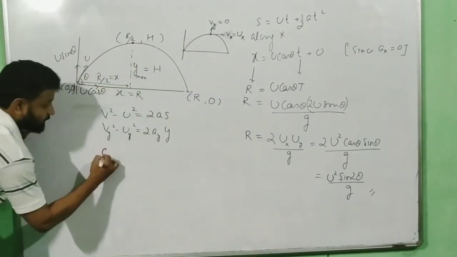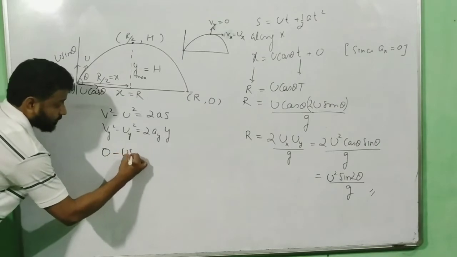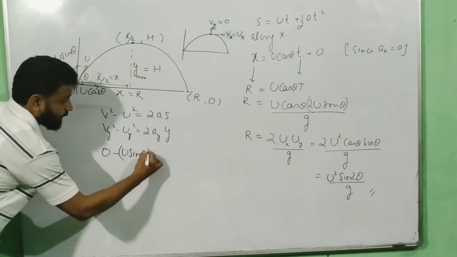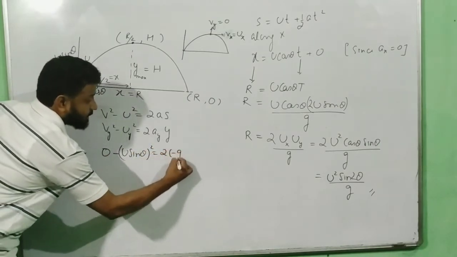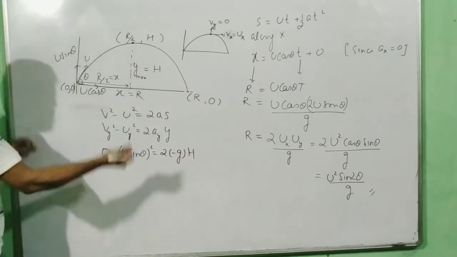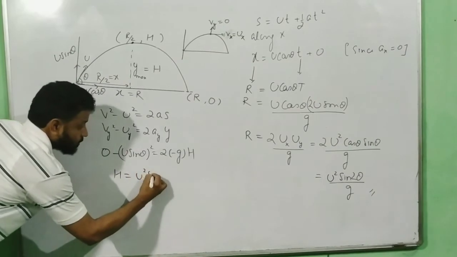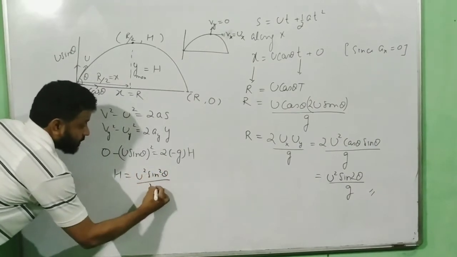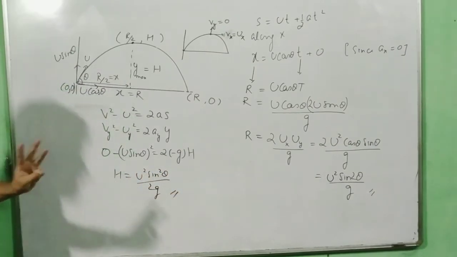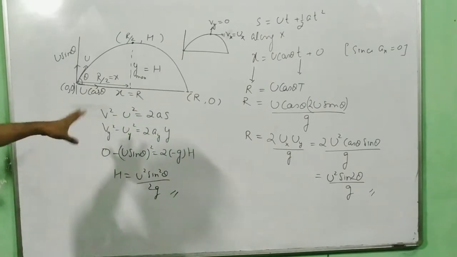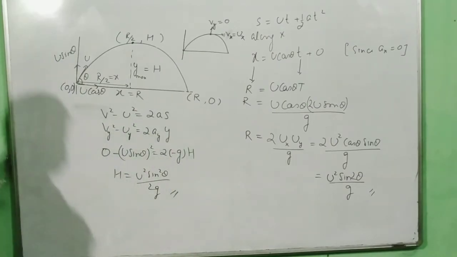So you right here put this as 0 equals (u sin theta) square minus 2g, and the y has now become h. Done. Minus minus gets cancelled out. H is equal to u square sin square theta by 2g. Please check. Okay? This is the best and the easiest way to derive the maximum height formula.